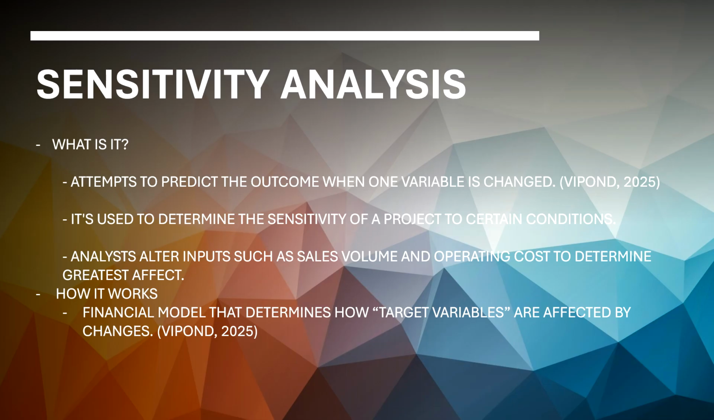Financial analysts, when determining a project's viability, will alter inputs to variables such as the cost of manufacturing, operating costs, sales volume, to determine which variables the project is most susceptible to. This shines a light on the variables that have the greatest impact to the project, and financial decision makers can direct mitigations to the greatest extent possible.